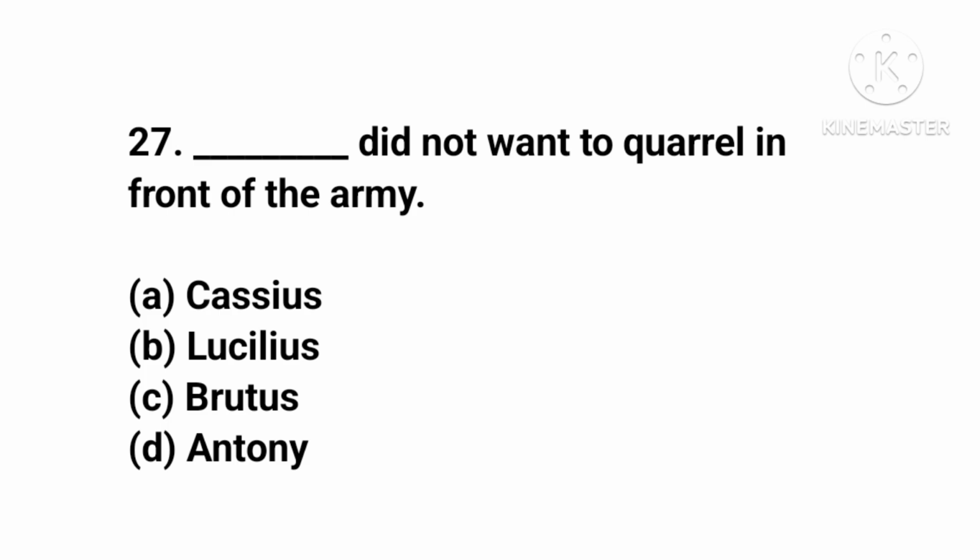Option A, Cassius. Option B, Lucilius. Option C, Brutus. Or option D, Antony. Tell me, who was unwilling to quarrel? Aha! It was Brutus, the noble Brutus, the honorable Brutus, the sober Brutus. He did not want to quarrel in front of the army.